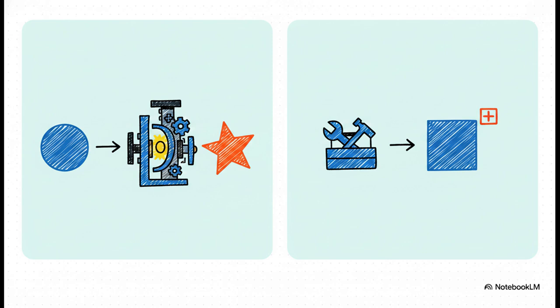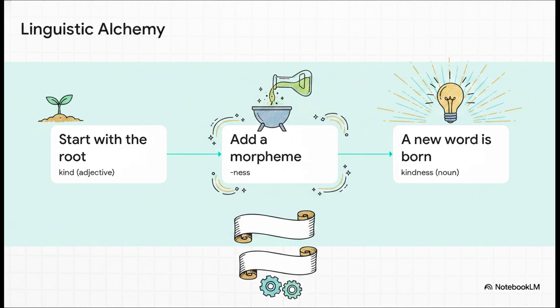Then you have the inflectional morphemes. They're way more subtle. They just add a little bit of grammatical detail, like tense or number, turning walk into walked or dog into dogs. They just refine the word. They don't totally transform it. Let's just watch the power of a derivational morpheme in action.